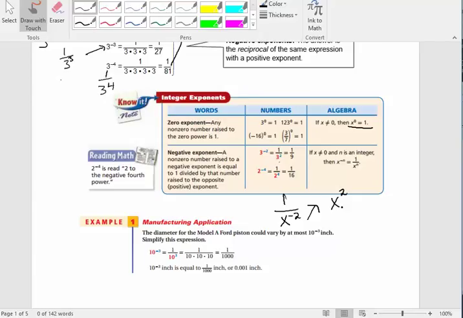Here's an example, an application problem. It says that the diameter of the Model A Ford piston could vary by at most 10 to the negative 3rd inch. And they want you to change that so that we don't have the negative exponent. In general, when we work with exponents, we would like the positive. So that's the same as 1 over 10 to the 3rd, which is the same as 1 over 10 times 10 times 10, or 1/1000th.